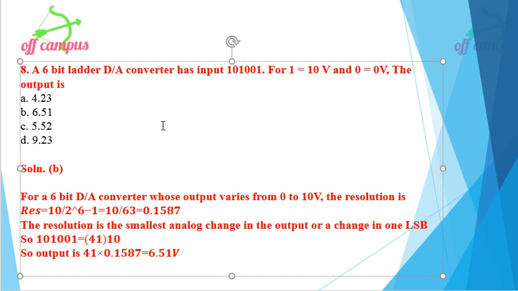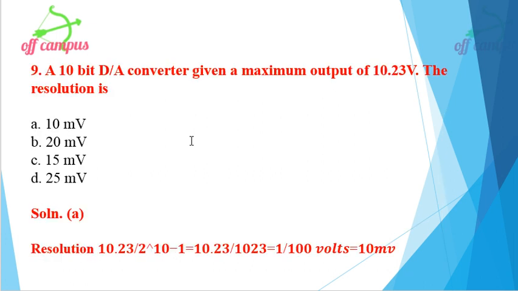First, we need to find out the resolution using the formula V divided by 2 power n minus 1. Then we need to find out the output. How to find out the output? The output is the decimal equivalent for the given binary input, multiplied with the resolution. Then move on to the next problem.